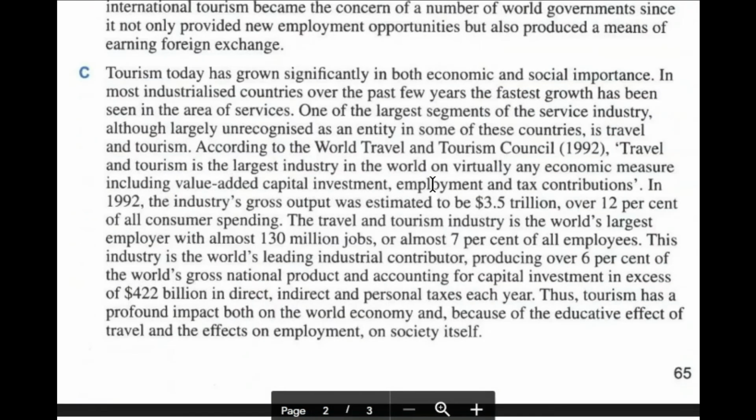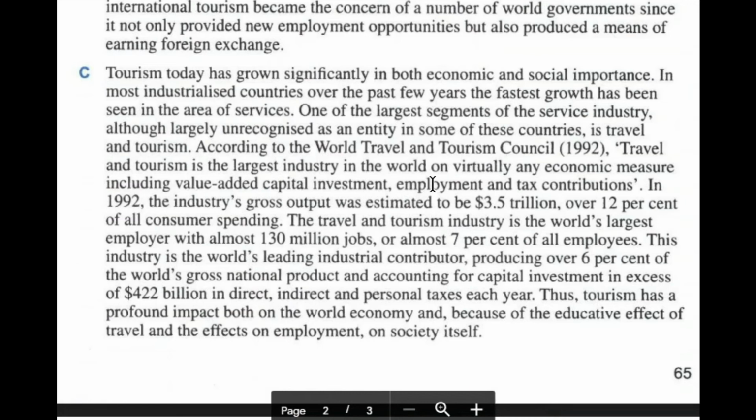Tourism today has grown significantly in both economic and social importance. So that is going to be very clear. So this is going to be the central idea. Let's confirm that. In most industrialized countries over the past few years, the fastest growth has been seen in the area of services, one of the largest segments of the service industry, although largely unrecognized as an entity in some of these countries, is travel and tourism. So definitely significantly both economic and social importance.